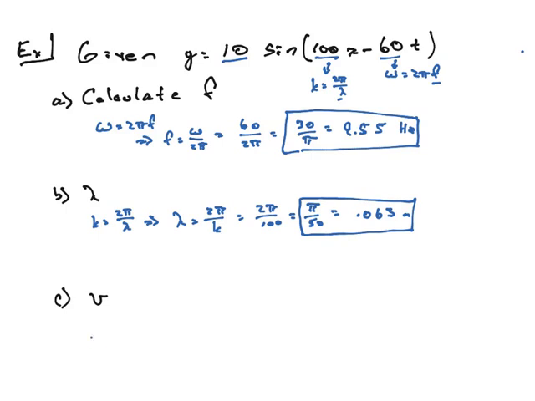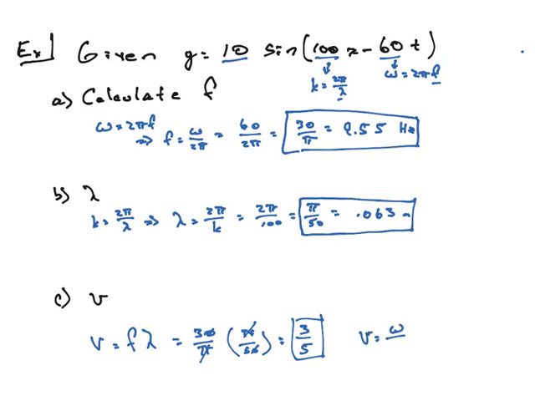Finally, if I want velocity, velocity can either be frequency times lambda, which for our problem, frequency turned out to be, let me do it this fancy way, 30 over pi. And lambda was pi over 50. Pi cancels pi, and so we get 3/5. The other way to do it is with the omega and the k. So velocity is omega divided by k, which for us, omega is 60, k is 100. So the zeros cancel. 6 over 10 is the same as 3 over 5. So you can see either version of the velocity equation works, obviously, or else it wouldn't be the same equation.